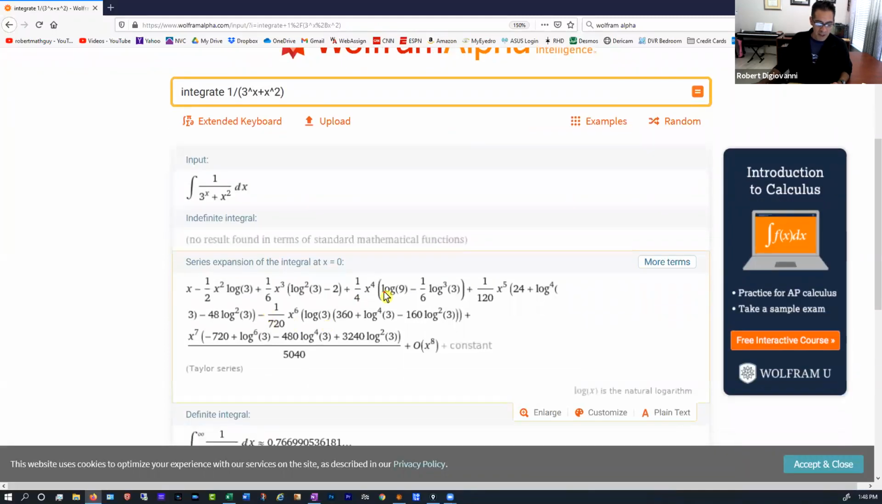Now, it did give me a series expansion of the answer. This is where we're headed. We want to be able to do this. We want to be able to get this because we don't want to ever be stopped because we don't know how to integrate. And so the ultimate goal of chapter 8 is to be able to take something like this and still be able to do the antiderivative.